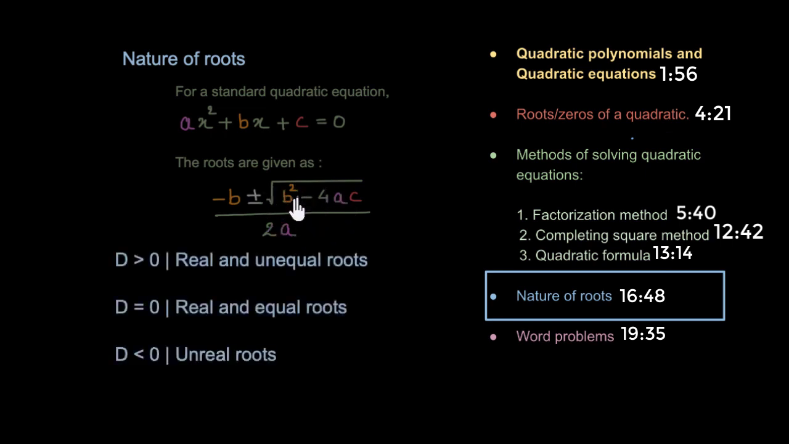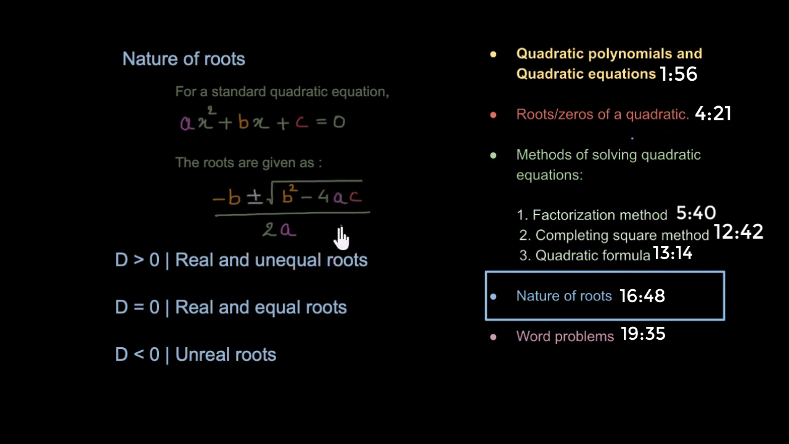So if the value inside the square root, b square minus 4ac, is greater than 0, then the roots are real, and they would be different. We would get two different real values of the roots. If this quantity inside the square root is equal to 0, then we would still get real roots, but they would be equal, and the roots would be negative b divided by 2a. The only problem is if the quantity inside the square root is negative. In that case, the roots would not be real, and hence we would get unreal roots.